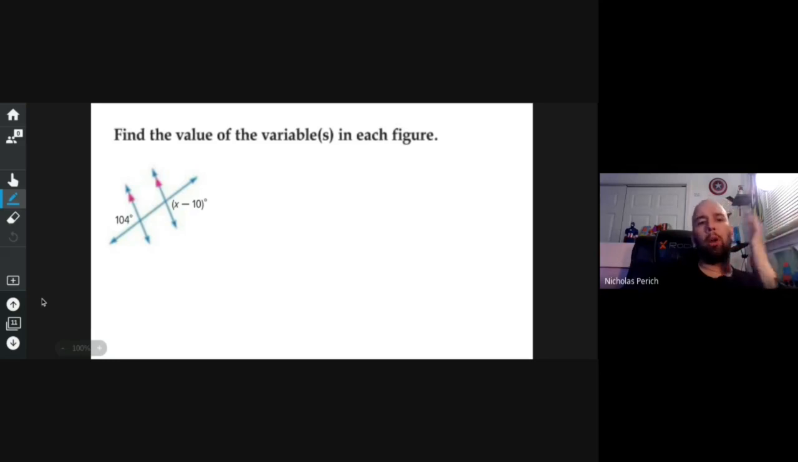I just need a one word for how I can set this up. How can I set a math equation up for these two?